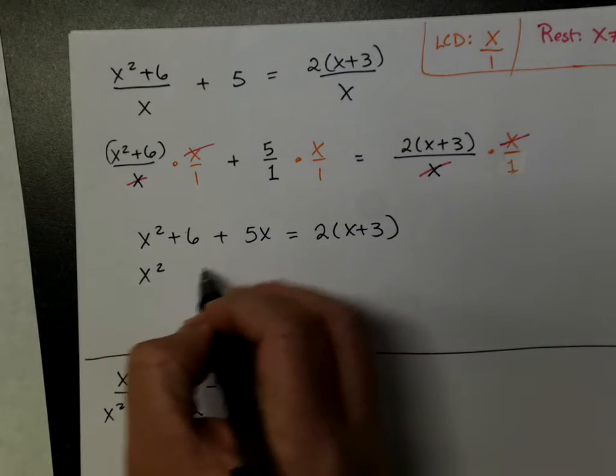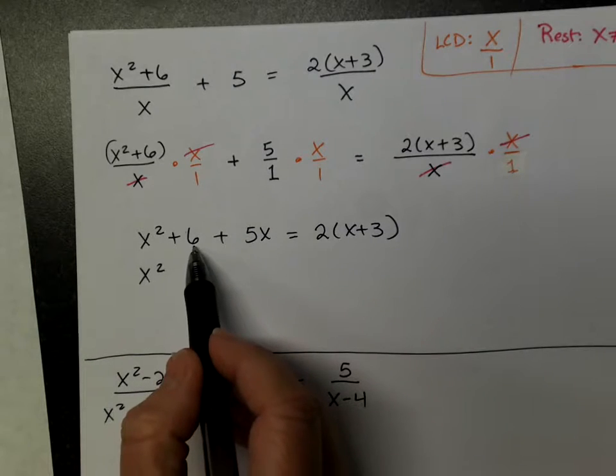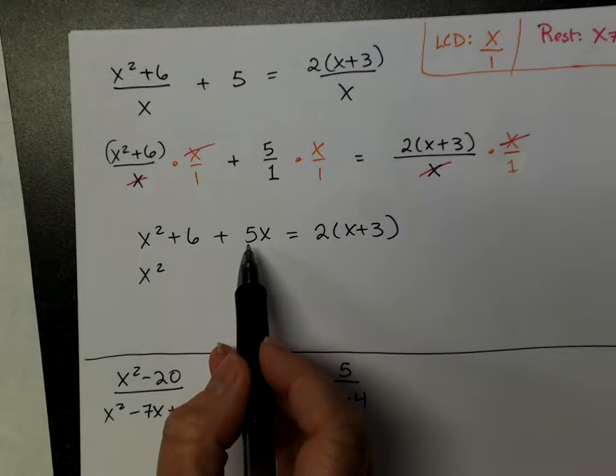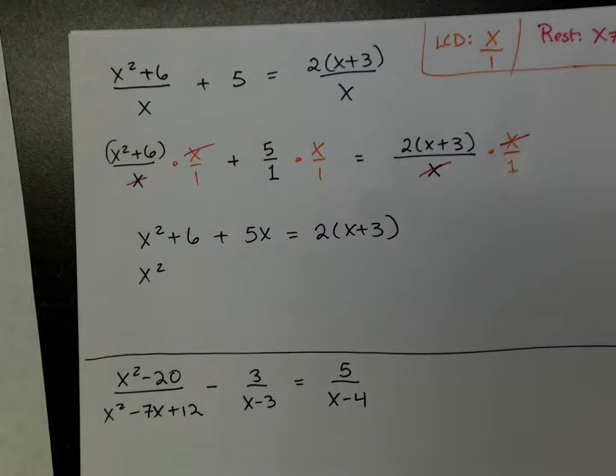So x squared. And I want to point this out too. Notice how the 6 is here and the 5x is here. There's a problem on your test that a lot of people did this. On the one where you have to kill the fractions and you get a quadratic trinomial.